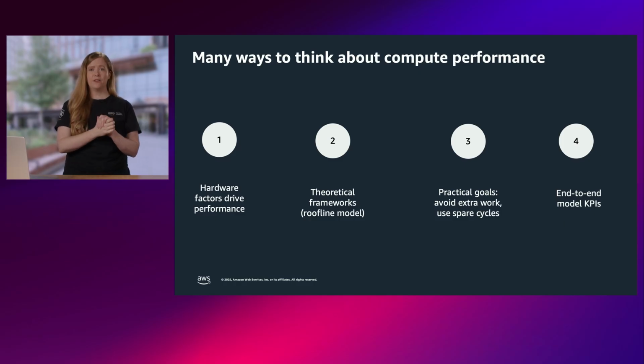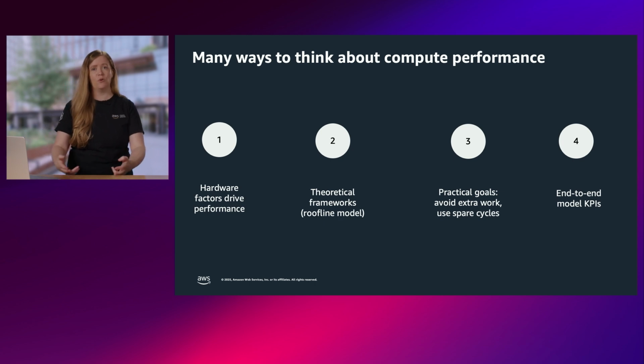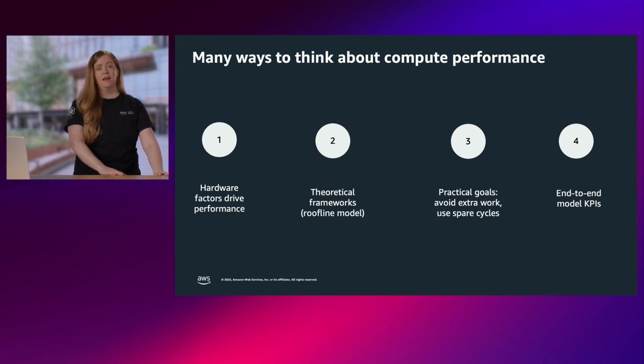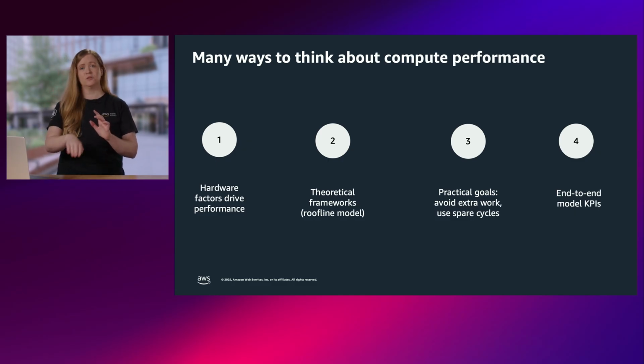A third way to think about compute performance is just practical goals. Compute performance really is about practically avoiding extra work. If your system is doing too much extra work, you want to minimize that. And you also want to identify spare cycles in your compute that you can use to get extra stuff done. So there are practical tips and techniques that you can use for compute performance.